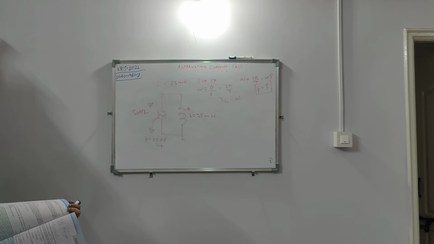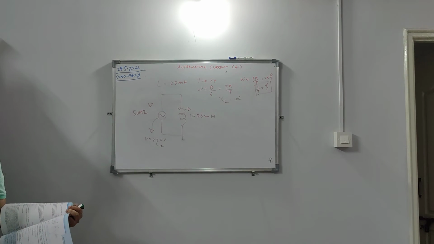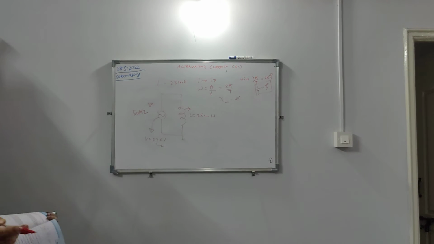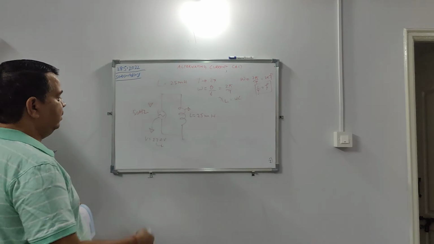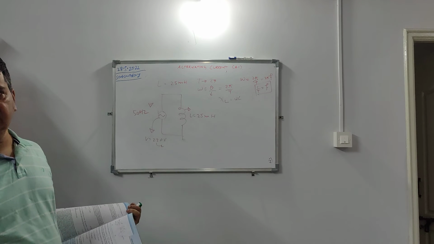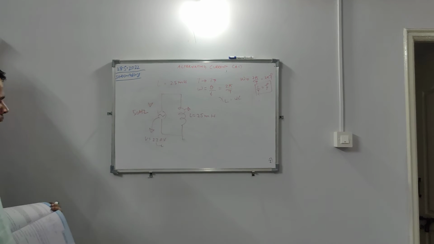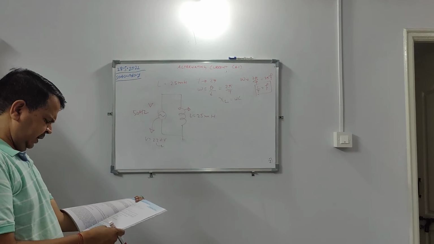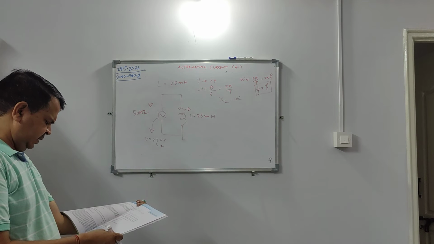So 1 by T is the frequency, which is per second, that is hertz. The time period unit is second. The angular frequency unit is radian per second. Radian does not have any unit because theta is equal to L by R, which is dimensionless. Now, find the inductive reactance and RMS current in the circuit.